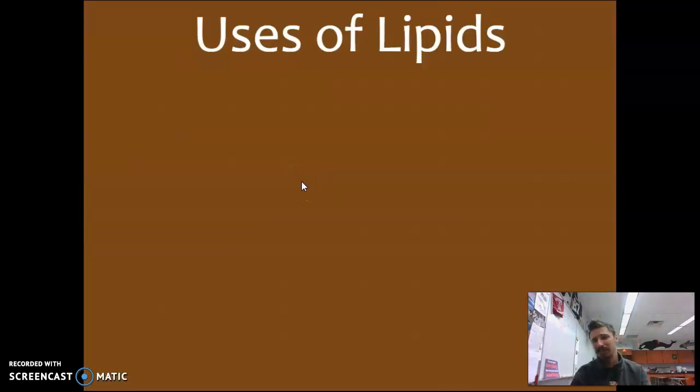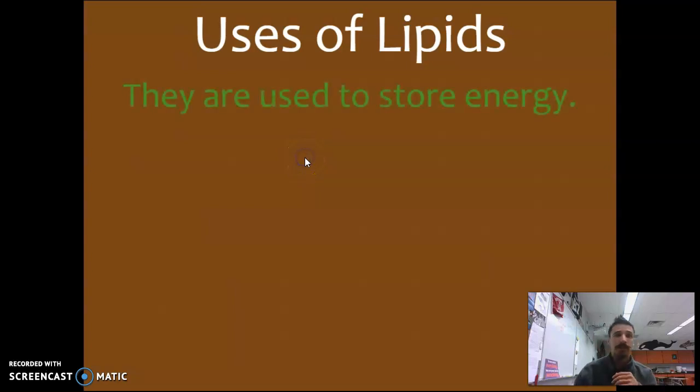Alright, so what the heck are lipids used for? What's the functionality of this macromolecule? They're used to store energy. This is why a bear in the woods will eat a whole bunch of food during the summer and fall and put on a lot of weight for the winter, because all that extra fat or lipid content is stored energy for the organism.